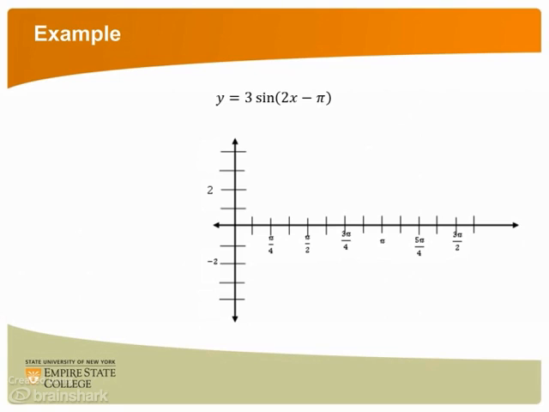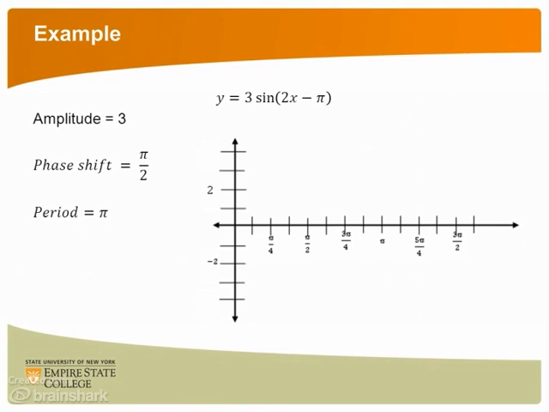Suppose we want to graph the function y equals 3 times the sine of the quantity 2x minus pi. First, we find the amplitude of the function. This is the absolute value of 3, which is 3. Now we find the phase shift. Because we have a minus pi, our phase shift is actually positive pi, divided by the 2 that is in front of the x. So our phase shift is pi divided by 2 to the right.